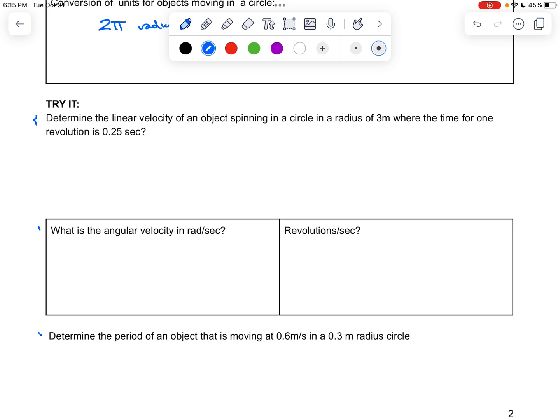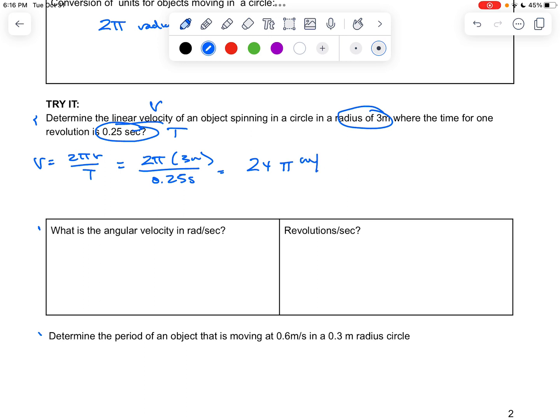All right, so coming back to it, the linear velocity of an object, I'm asking for v. I have the radius of 3 meters, and the time of revolution is the period. So v is equal to 2 pi r over T. Plugging in numbers, I get 2 pi times 3 meters over 0.25 seconds, and this is going to be 24 pi meters per second.